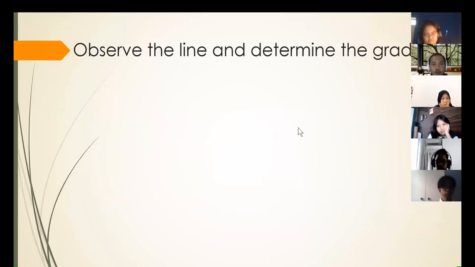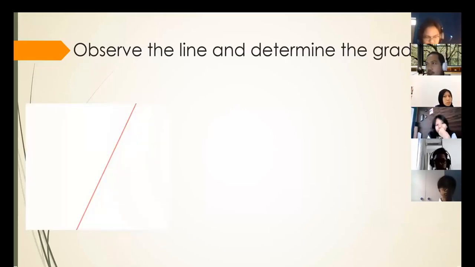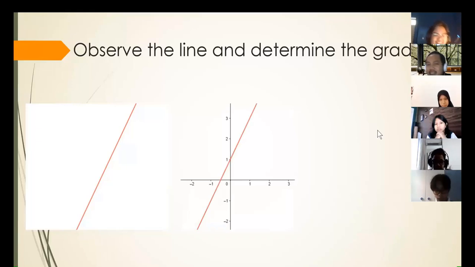Now I would like you to observe the line and determine the gradient. Can you determine the value of the gradient if I just leave you like this line? How about if I gave you this? It's still the same line, but I'm adding an x and y axis there. But I'm not giving you the grid, and I'm not giving you any coordinates. I'm just adding those two horizontal and vertical lines. So what do you think is the gradient? Just guess. 0.5? That's a nice guess, actually.